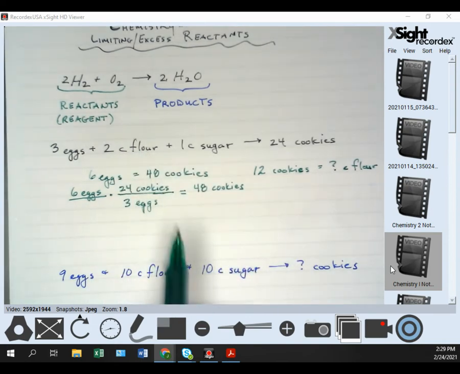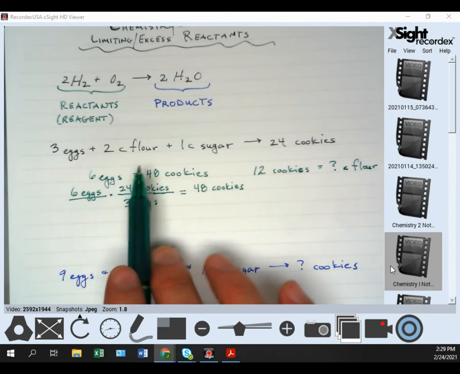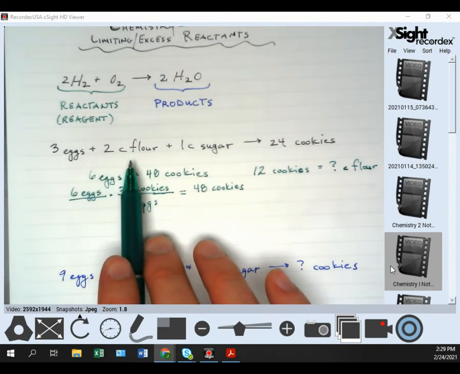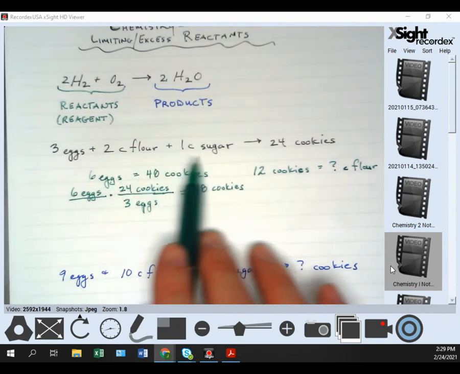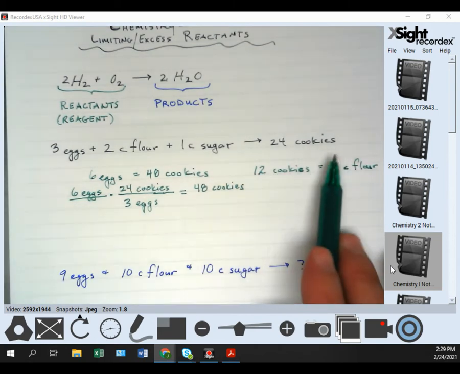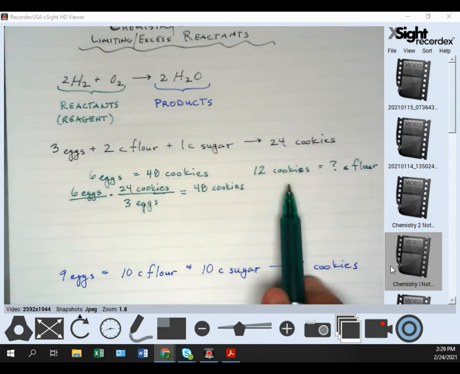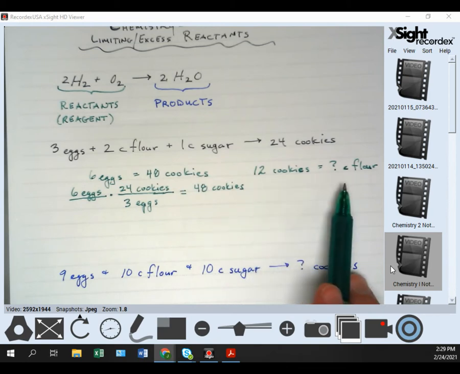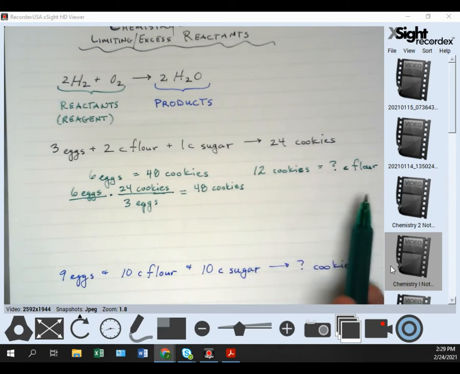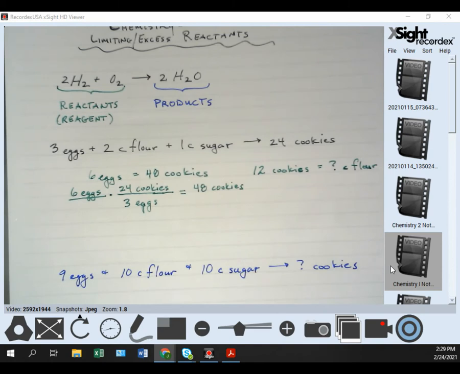Okay, now it doesn't just work from the ingredients to the product. It can work the other way too. So, for example, what if I told you we want to make 12 cookies? How many cups of flour would we have to use to make 12 cookies?